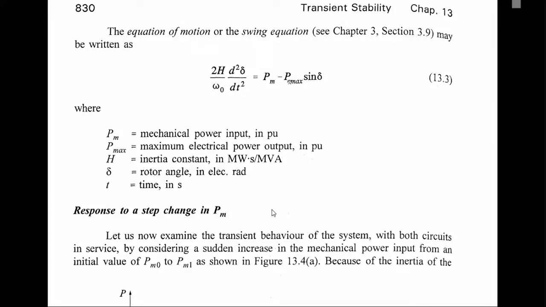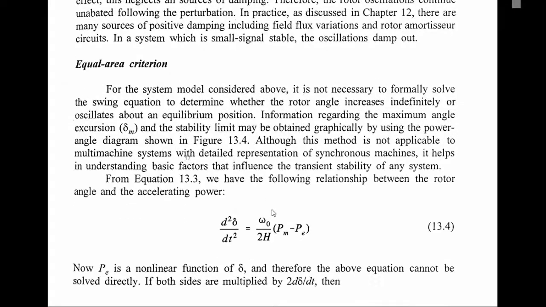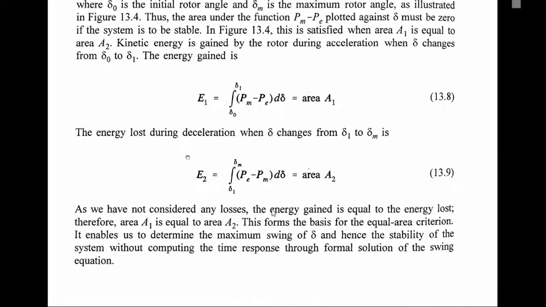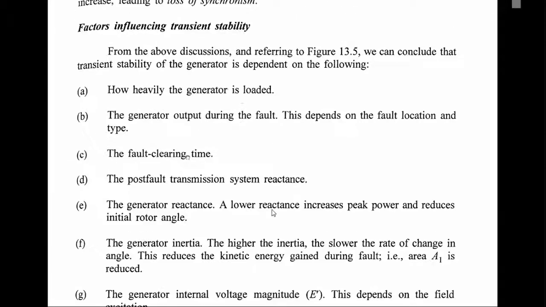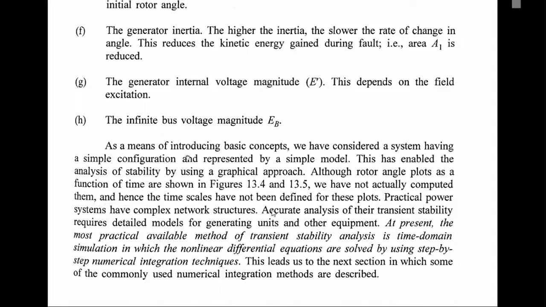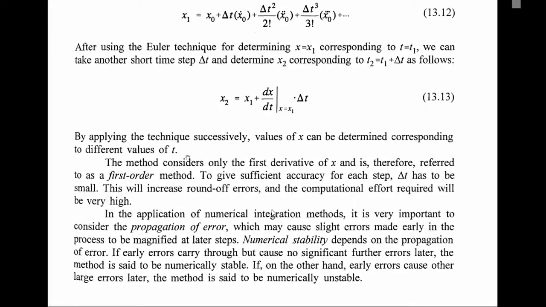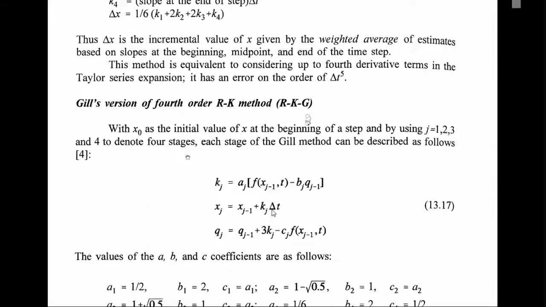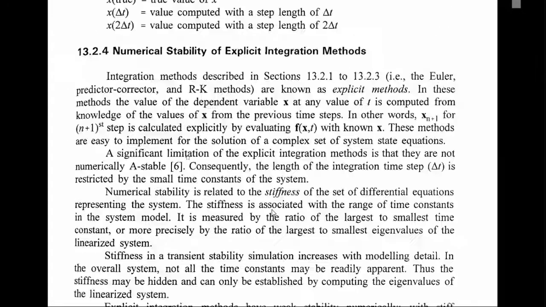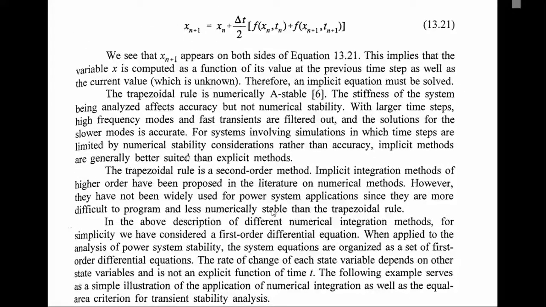Before the fault, during the fault, and after the fault, the value of this P max will be different. You need to note this down, and you also need to note the initial rotor angle and the rate of initial change in speed. Our focus is on this question, example 13.1, where all the information is given.